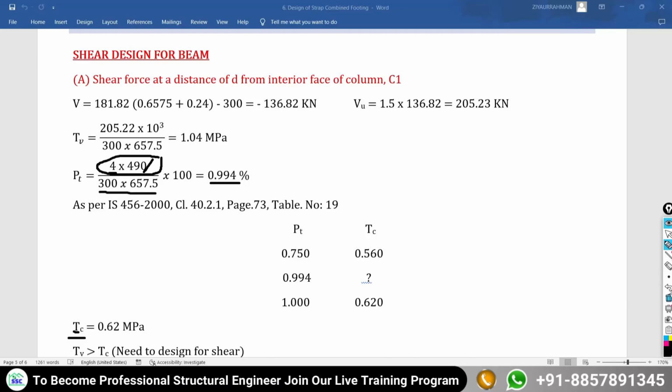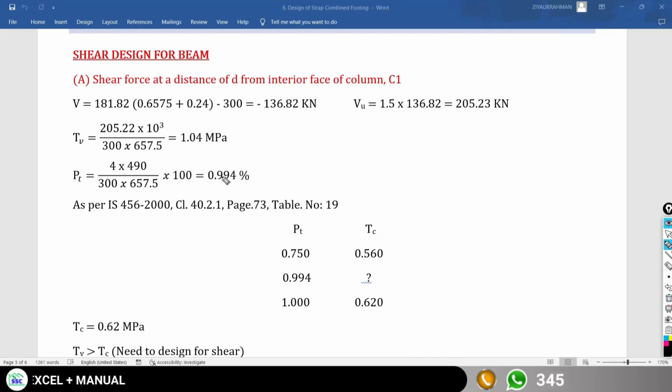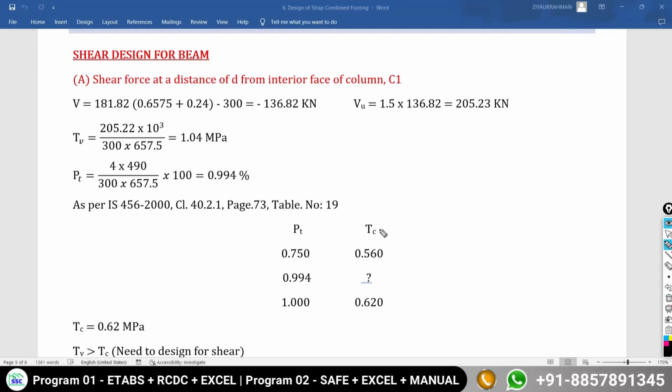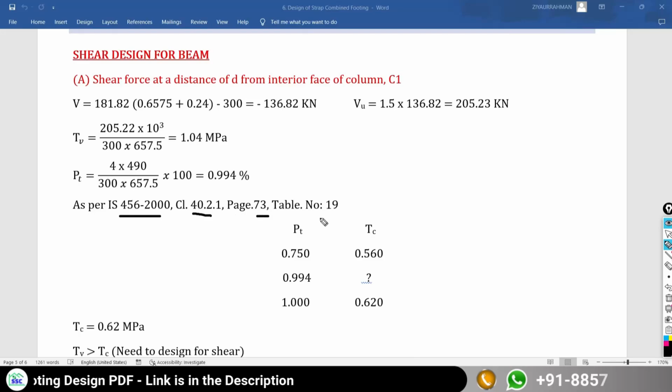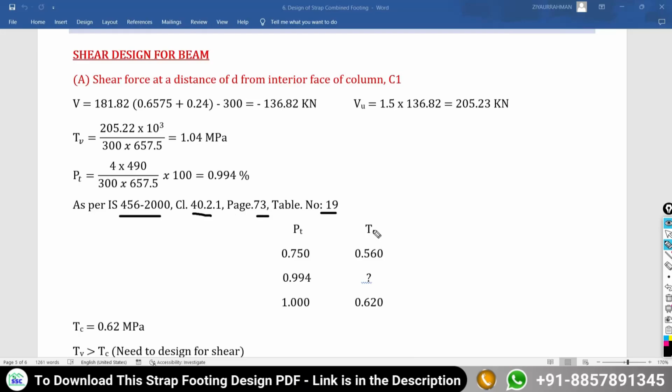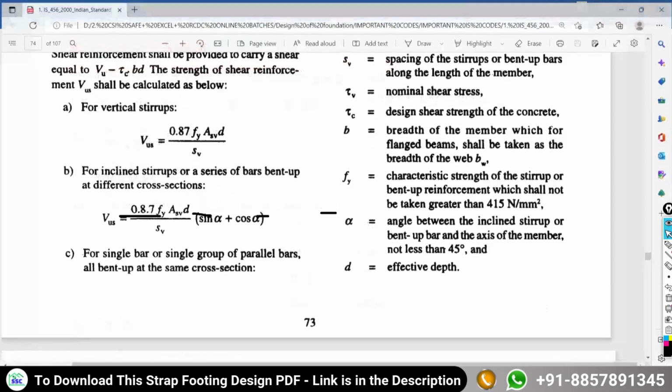And what is the grade of concrete? Our grade of concrete is M20, and the percentage of reinforcement available is 0.994. So based on these two values, we have to find out the critical capacity of the beam section. We have to refer to IS 456-2000, clause number 40.2.1, page number 73. Table number 19 will tell you the shear capacity or critical capacity of that particular section. So have a look at your IS 456.